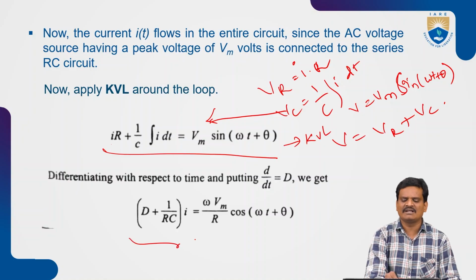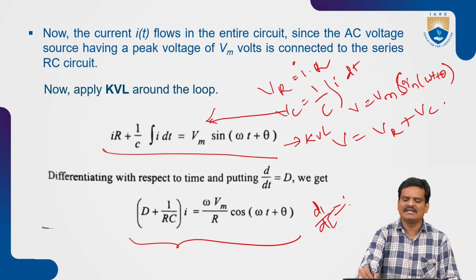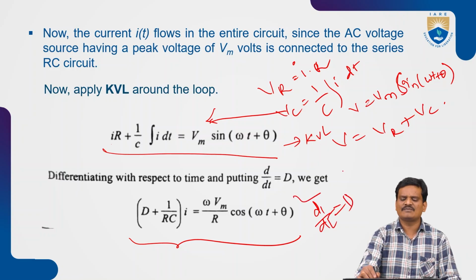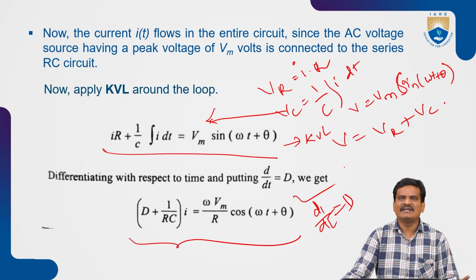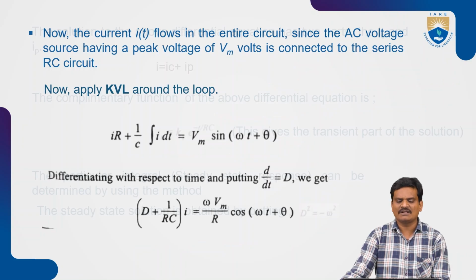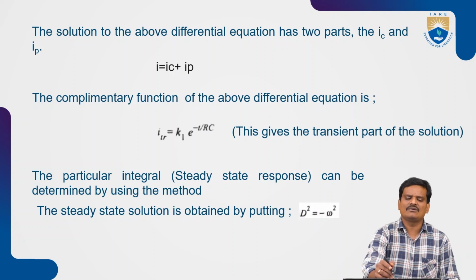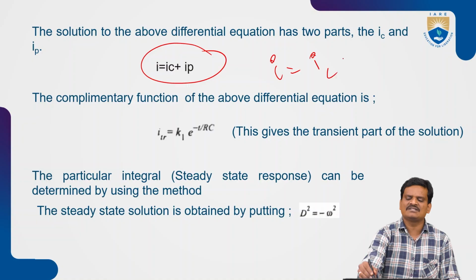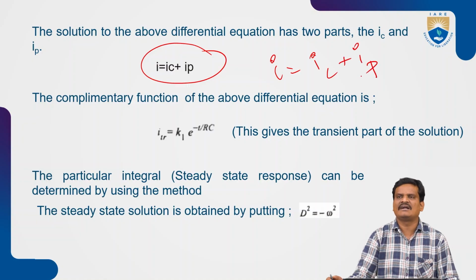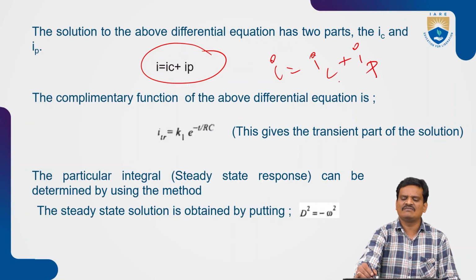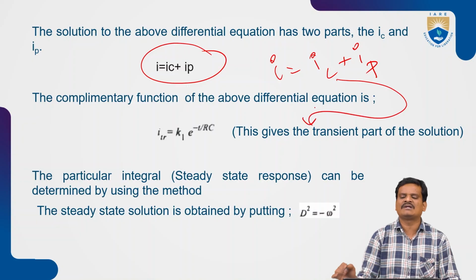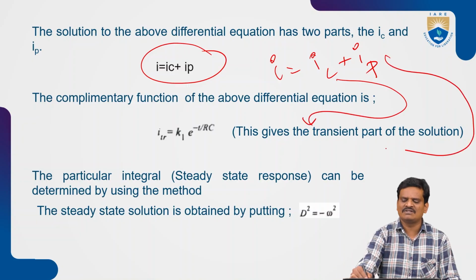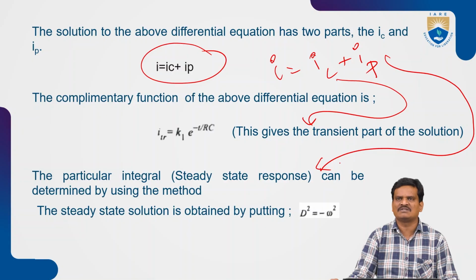After differentiating, I will get this particular expression where I am keeping the value of d by dt as D. So this is the expression which I got by differentiating the expression which I got from the KVL. In order to get the complete solution of a current, the complete solution is categorized into two types. One is IC and the other one is IP. IC is the one which will give you an idea about the transient part of the solution, and IP is the one which will give you an idea about the steady state response of a solution.